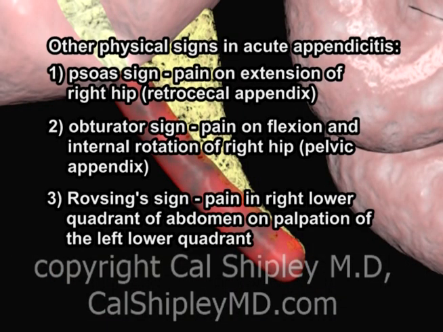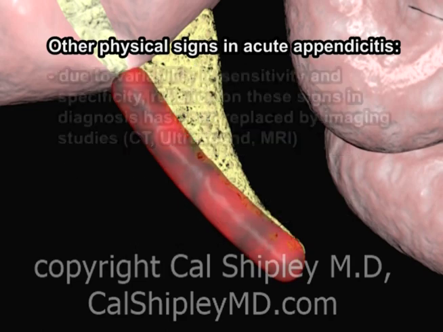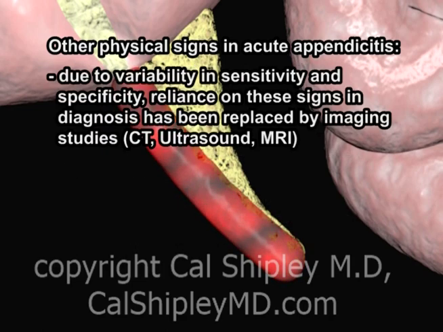Here is a list of other physical signs that may be present in patients with acute appendicitis. Due to tremendous variability in the sensitivity and specificity of these signs in patients with appendicitis, they have largely been replaced by more sophisticated and accurate imaging studies such as CT, ultrasound, and MRI.